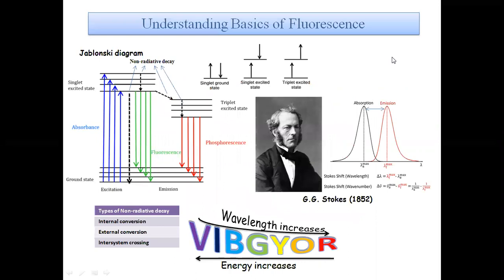G.G. Stokes in 1852 first proposed the concept of fluorescence. He proposed that the absorption wavelength is smaller than the emission wavelength. This is called the Stokes shift.